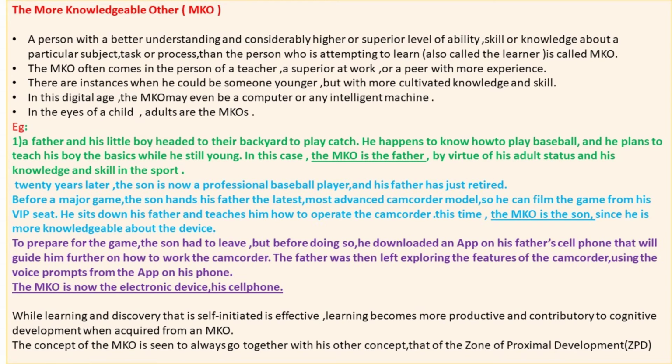He sits down with his father and teaches him how to operate the camcorder. This time, the MKO is the son, since he is more knowledgeable about the device. To prepare for the game, the son had to leave, but before doing so, he downloaded an app on his father's cell phone that will guide him further on how to work the camcorder. The father was then left exploring the features of the camcorder. Using the voice prompts from the app on his phone, the MKO is now the electronic device, his cell phone.